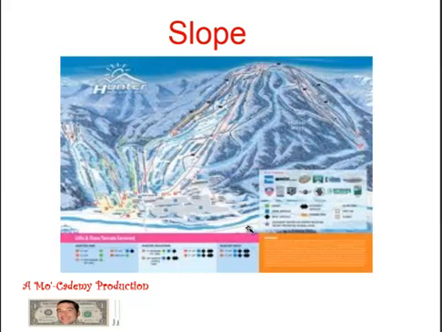Hey, this is Mr. Morrison, and today we're going to talk about slope. And here's a picture of lovely Hunter Mountain in upstate New York.